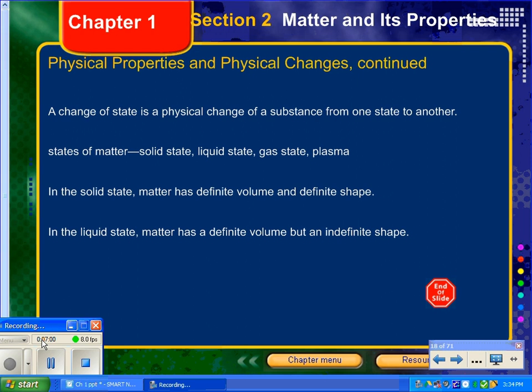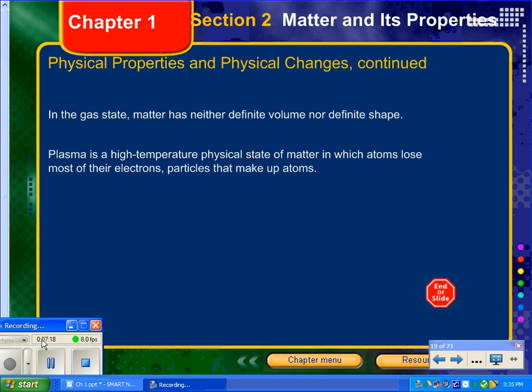Right, so phase changes, this is just going from solid, liquid, gas to plasma. These are all physical changes. In the solid state, matter has definite volume and definite shape. In the liquid state, matter has definite volume but an indefinite shape, so we know liquids will take the shape of their container. Gases, matter has neither definite volume nor definite shape.